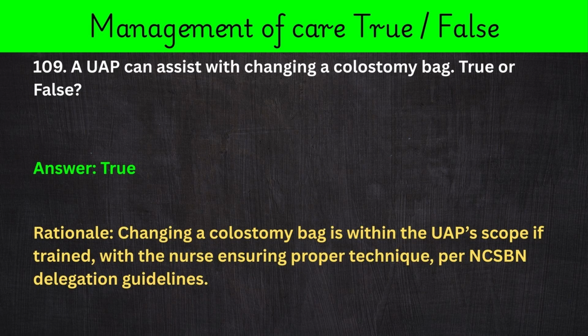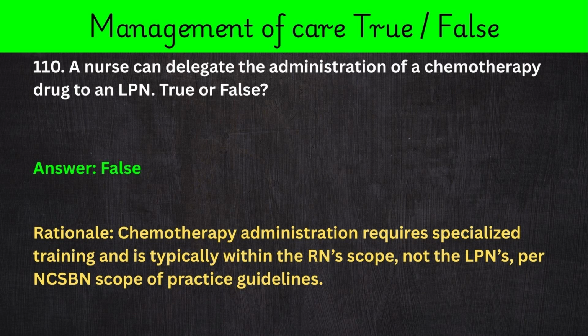109. A UAP can assist with changing a colostomy bag. True or false? Answer: true. Rationale. Changing a colostomy bag is within the UAP scope if trained, with the nurse ensuring proper technique, per NCLEX-PN delegation guidelines. 110. A nurse can delegate the administration of a chemotherapy drug to an LPN. True or false? Answer: false. Rationale. Chemotherapy administration requires specialized training and is typically within the RN scope, not the LPN's, per NCLEX-PN scope of practice guidelines.